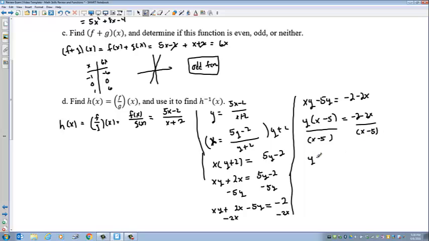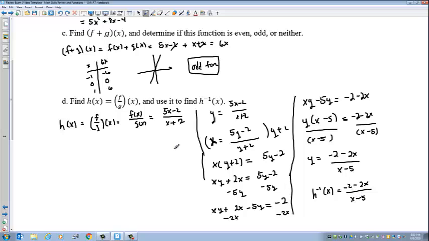And I get y equal to negative 2 minus 2x, all divided by x minus 5. And so you can leave it like that, or you can try to be a little bit fancy if you like, and write h inverse of x is equal to negative 2 minus 2x, all divided by x minus 5. You can check your answer by plugging in values over here.